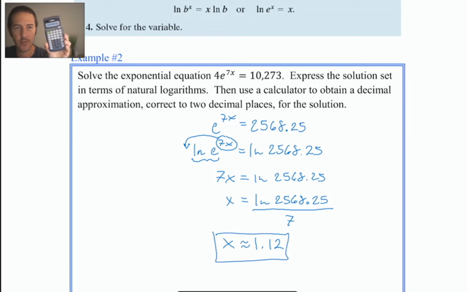Now, this is a single line entry scientific calculator. It's a TI-30XA. And in order to get a solution out of this calculator, we have to do things a little bit backwards. So be careful, depending on what calculator you're using. On this calculator, I'm going to type in the 2568.25, and then I'm going to hit the natural log button, which is up in the top row here. And immediately it gives me a value on my screen of 7.85, etc., etc. And then I'm going to hit divided by, and then 7, and then equals, and I do indeed get the same answer that I did from my graphing calculator.